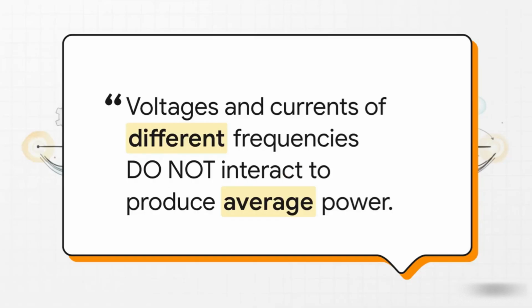What does that actually mean? It means the voltage from the 3rd harmonic and the current from the 5th harmonic, they do not work together to produce any average power. None. So to get the total average power, it's actually beautifully simple. You just calculate the power from the DC part, then the power from the fundamental, then the power from the 3rd harmonic, and so on. And you just add them all up.